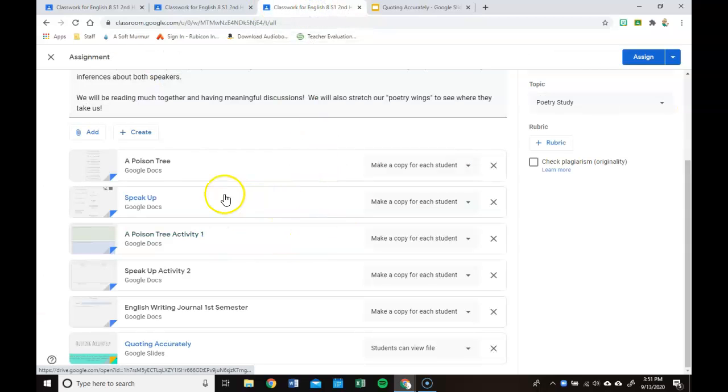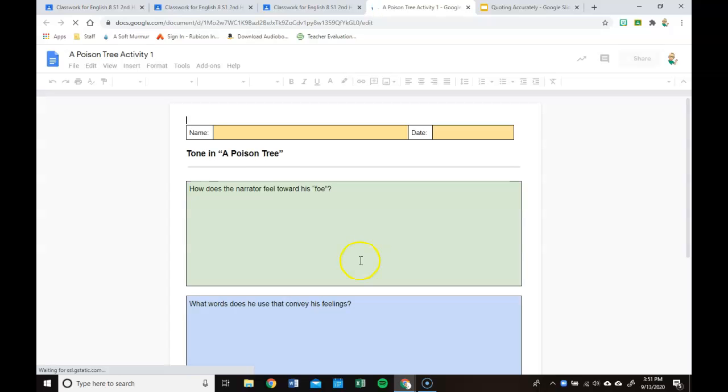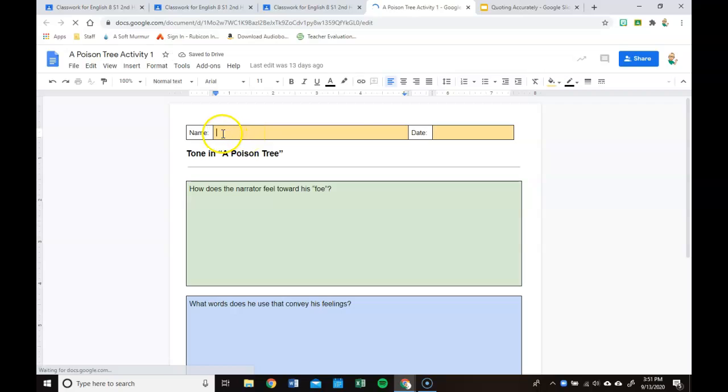So in the assignment, we have our two poems, and then we have our assignment for Poison Tree. So if I open up the assignment, remember we talked about tone. What is the tone? So you're going to write your name. By the way, guys, when you have your name up top here, you should be able to just click in it, put your name, put the date, and then click down in the box to answer the question. So how does the narrator feel toward his foe? Remember what a foe is. If you don't remember, go back in the slides that I showed you. How do you think the narrator feels towards his foe?